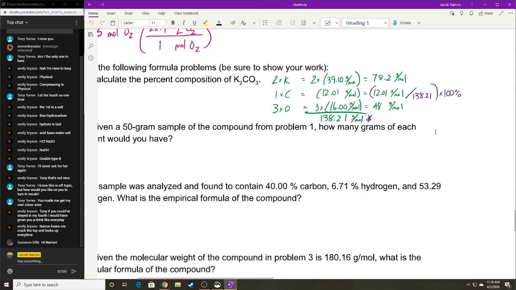But if you say, well, why wouldn't we just do one potassium? Because there's not just one potassium, there's two potassiums here. Why wouldn't we just do it for one oxygen? Because there's 3 oxygens in this.